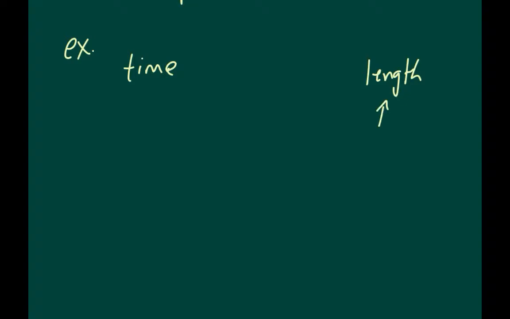The length depends on the time. So the length would be my dependent variable, and time would be my independent variable, because the length naturally depends on the time. The more time you knit, the longer your scarf is going to be.